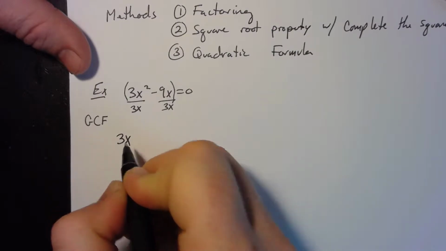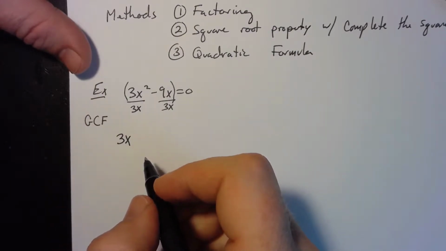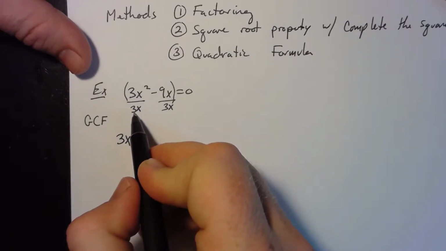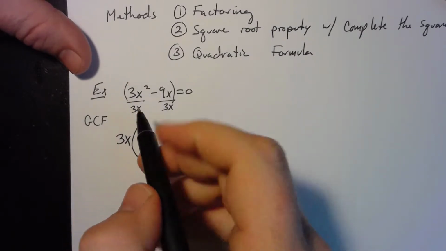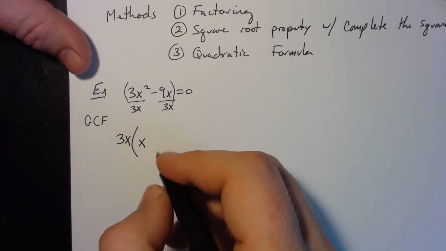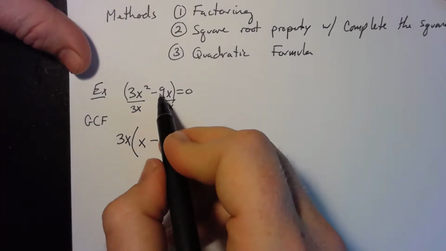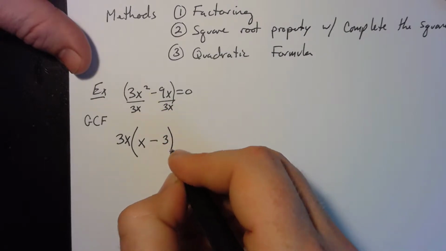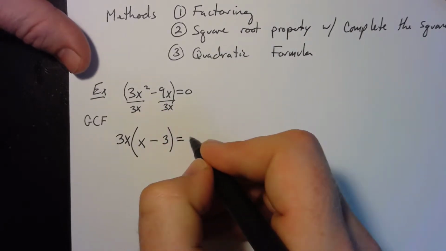So my greatest common factor is 3x. That is one of the factors that's going to be left. When I simplify the 3 divided by 3 and the x squared divided by x, I'm going to be left with an x in that term. I'm going to carry down the minus sign. The 9 is going to simplify with the 3, giving me a 3 left over, and x is going to cancel out with x, giving me 3. And this is all still equal to 0.